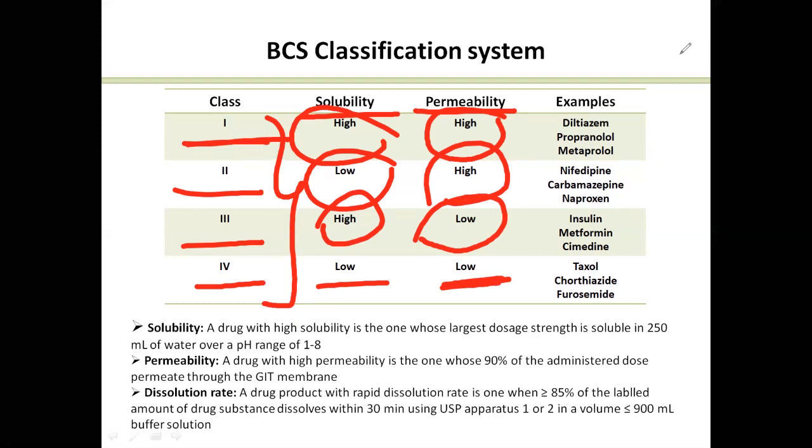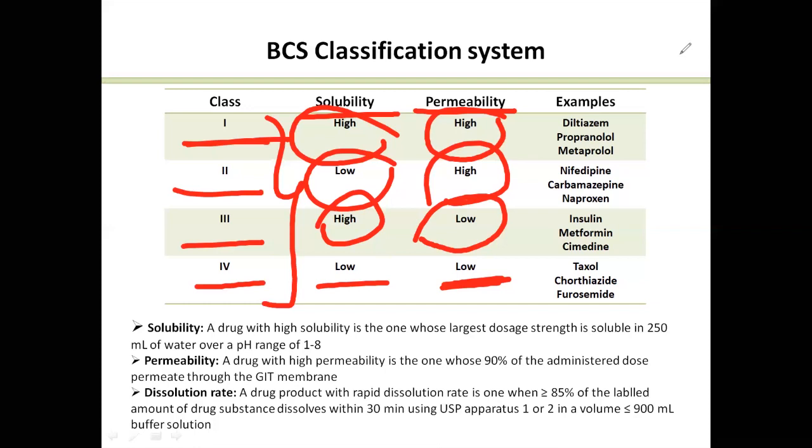The main question arises: on what basis will I call that this drug has high solubility or low solubility? There should be some cutoff value, so that if my solubility is like this, then I will call it high solubility, otherwise low solubility. So there should be a definition of solubility according to which I would place it under high or low solubility.